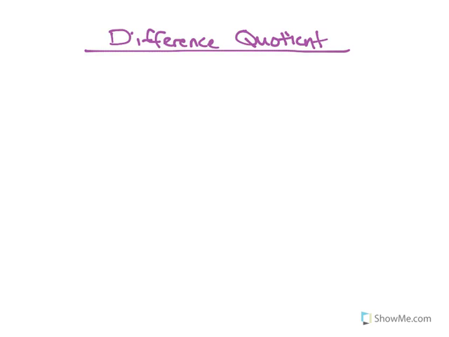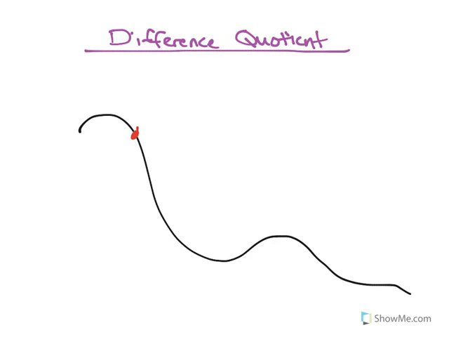Difference quotient. Basically what the difference quotient is, it's really one of the first things you'll learn when you go into calculus. But basically, if you have a general graph, whatever it looks like, you can pick 2 points on that line, and you're basically finding the slope of those 2 points.